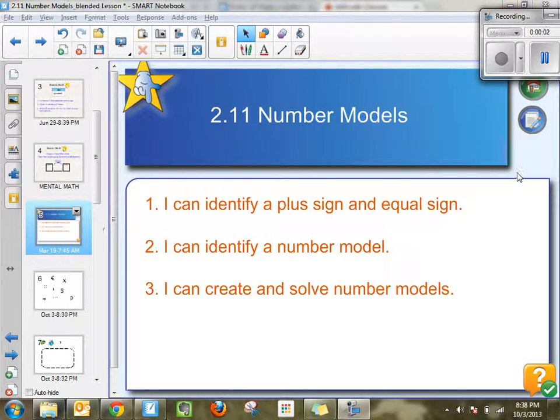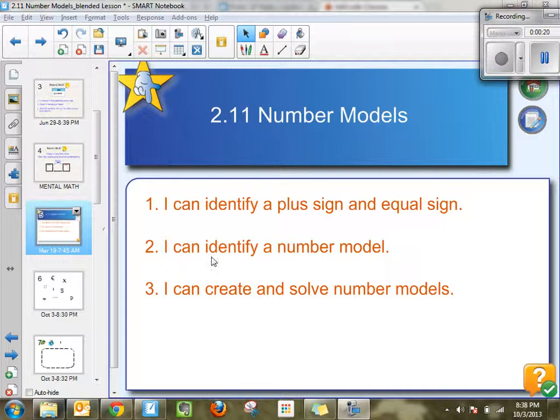For today's math lesson, we're going to be talking about number models. You can see here I have three things that we're going to be talking about. First off, we're going to talk about how you can identify a plus sign and an equal sign. So after we get done, you'll be able to point out what a plus sign looks like as well as what an equal sign looks like.